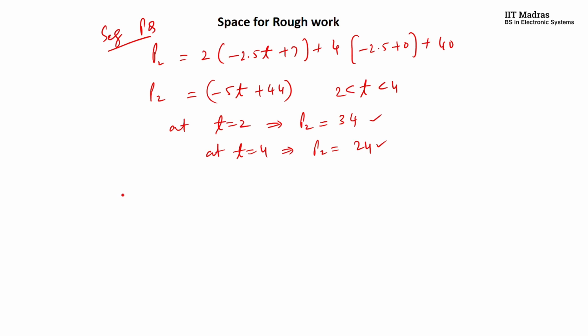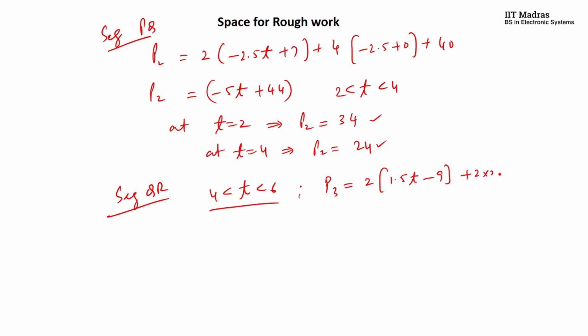Okay. Now let's take the segment QR, where you change the time from 4 to 6 seconds. Now what is controller output P3? The controller output P3 is equal to 2 into 1.5t minus 9 plus 2 into 2 into 1.5 plus 40. Okay, so P3 comes to 3t plus 28, and t varying from 4 to 6.